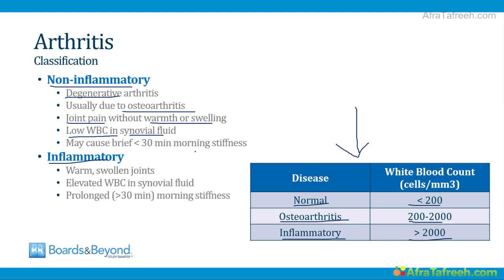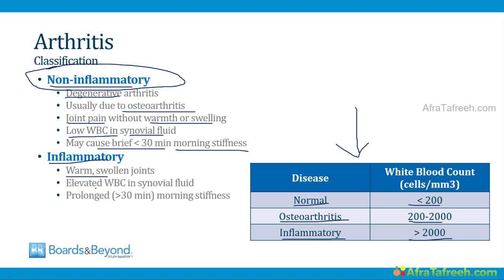You should also be aware that many patients with arthritis have morning stiffness, and the duration of morning stiffness can be an important clue for diagnosis. In patients who have non-inflammatory arthritis like osteoarthritis, the morning stiffness is usually very brief, less than 30 minutes or so. Now, in inflammatory arthritis, the joints are usually warm and swollen. There's an elevated white blood cell count, like we talked about on this table. And then the morning stiffness in inflammatory arthritis is usually prolonged. It usually lasts more than 30 minutes.